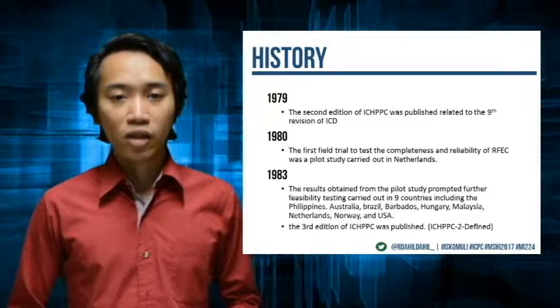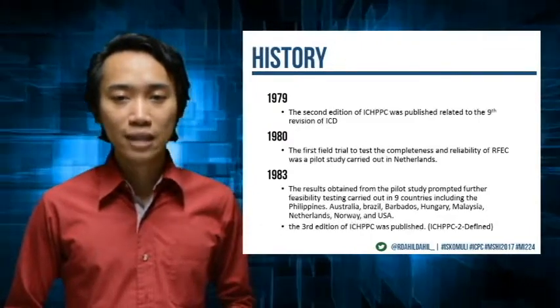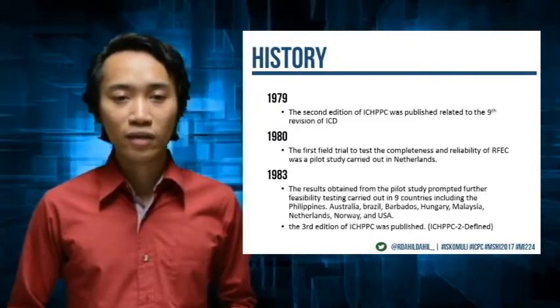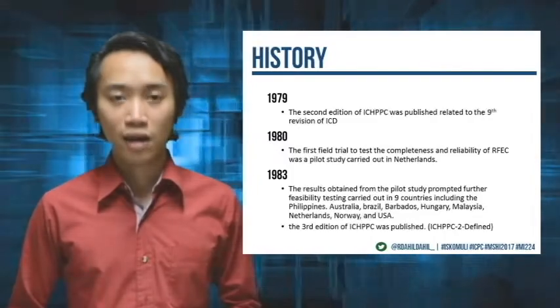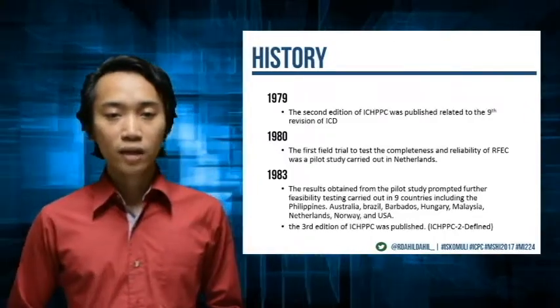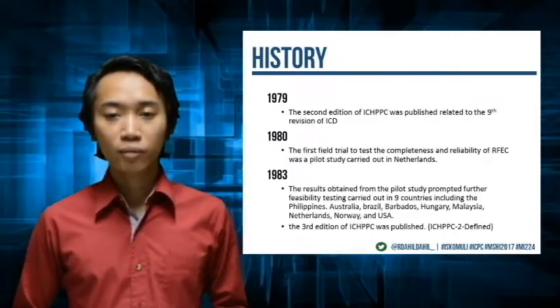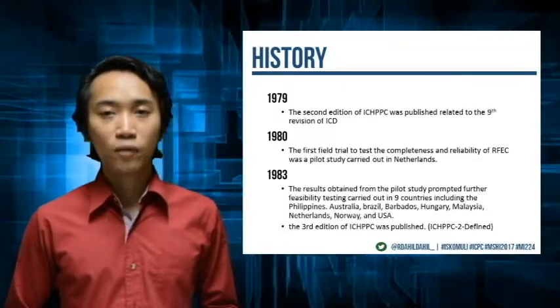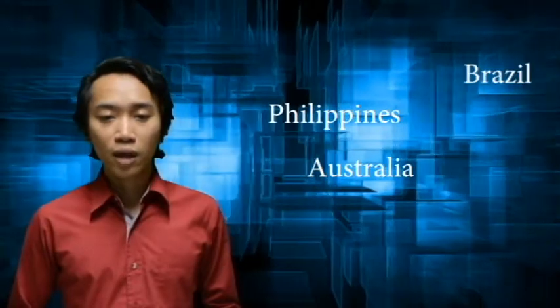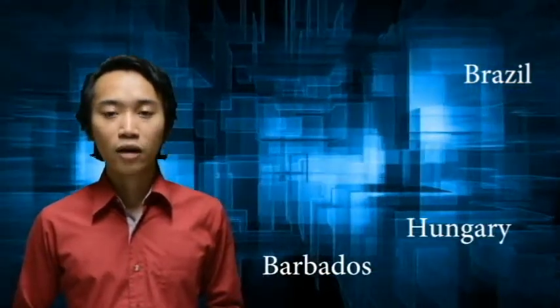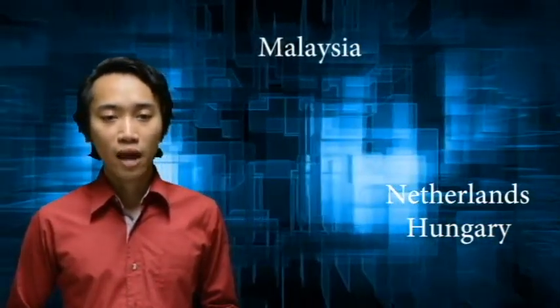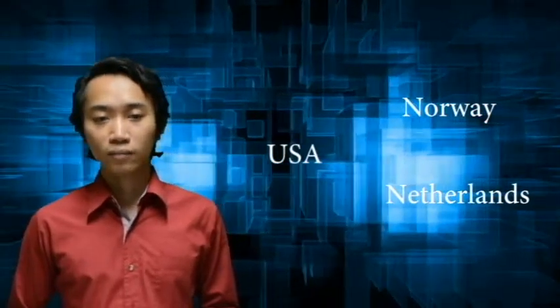In 1980, the first field trial to test the completeness and reliability of the RFEC was piloted in the Netherlands. In 1983, the results obtained from the pilot study prompted further feasibility testing, which was carried out in 9 countries, including the Philippines, Australia, Brazil, Barbados, Hungary, Malaysia, Netherlands, Norway, and USA. Then, the same year, the third edition of ICHPPC was published.